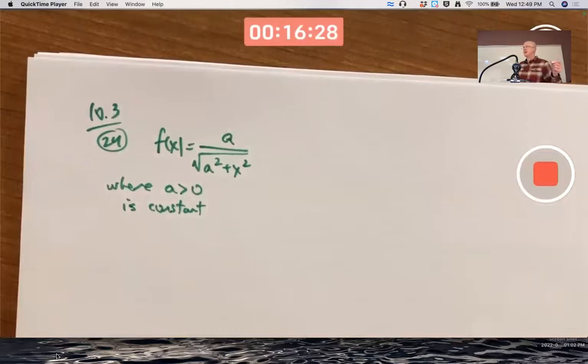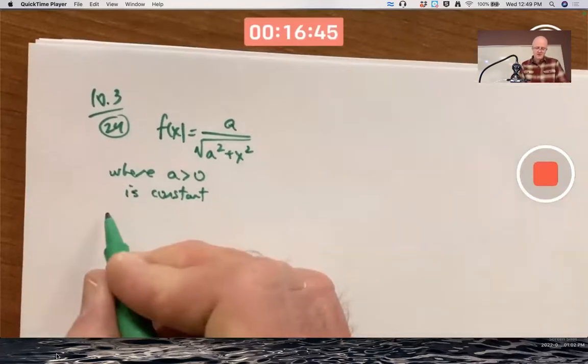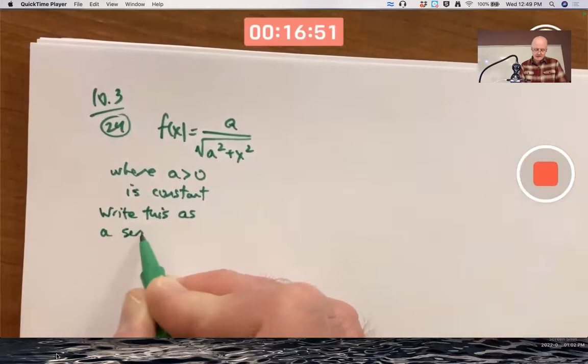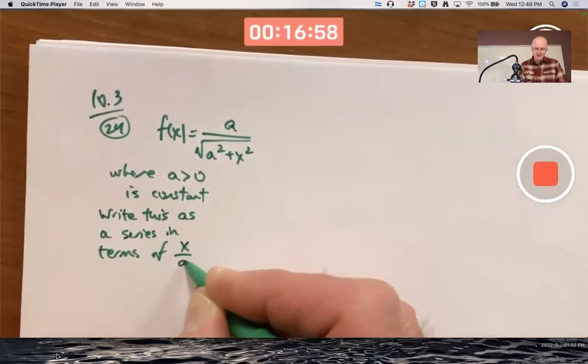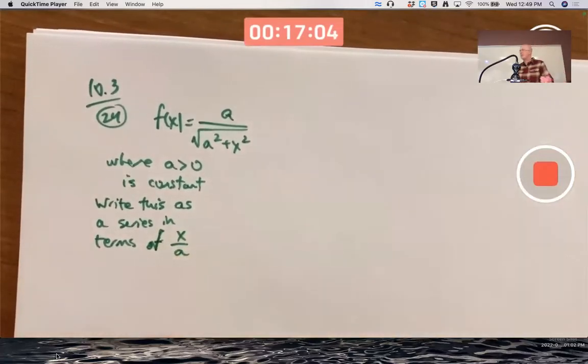We're going to see an application of this kind of thing today still as well. Not this exact same function, but something somewhat similar related actually to Einstein's theory of relativity. So it'll be good to get a little practice right now. Write this as a series in terms of, they call it the variable x over a, and you certainly can call something like that a variable if you like. Though if you did, you might want to give it a different name, like u or something, kind of like a substitution. But you don't have to introduce a new letter. You can just keep the x over a in there.